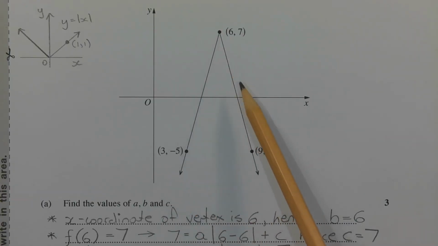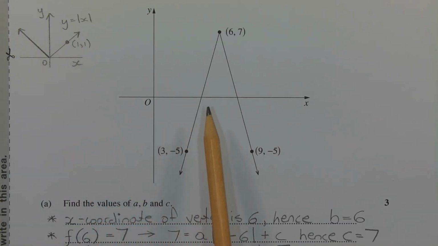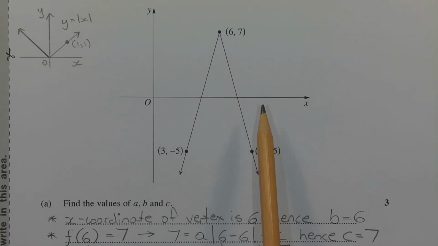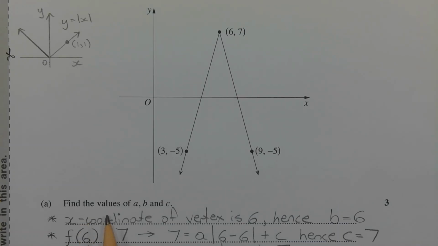The graph of f of x is the graph of y equals the absolute value of x that's been translated to the right-hand side. It's been reflected in the x-axis, so it's an upside-down V, and it's also been dilated or stretched vertically. Now the question is asking for the values of a, b, and c.